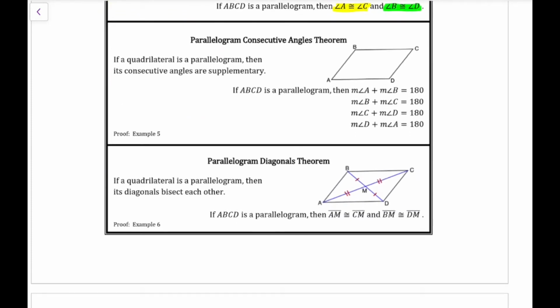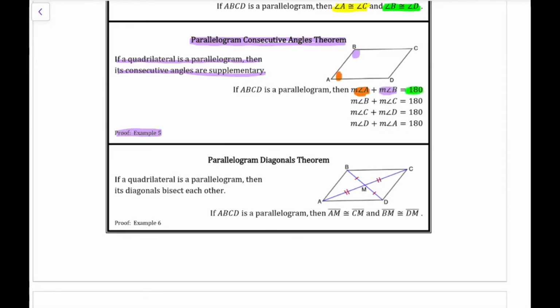D. The parallelogram consecutive angles theorem says if you have a parallelogram, then its consecutive angles are supplementary. Remember, supplementary means it adds up to 180 degrees. So A plus B would equal 180, B plus C will equal 180, C plus D will equal 180, and D plus A will equal 180. And we will go ahead and prove that in example 5.